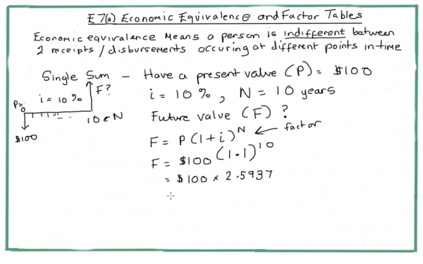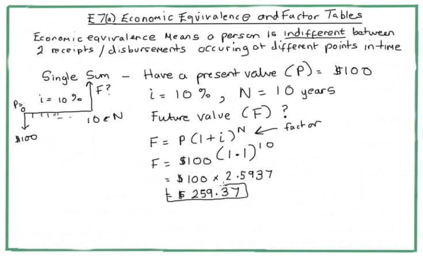2.5937. So that means that we have solved our problem. If you had $100 today and you put it in a bank for 10 years at 10% interest rate, 10 years from now, you could withdraw $259.37.